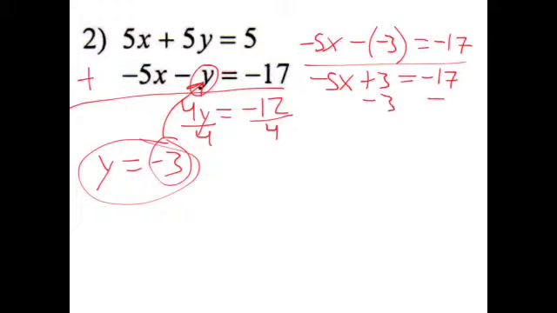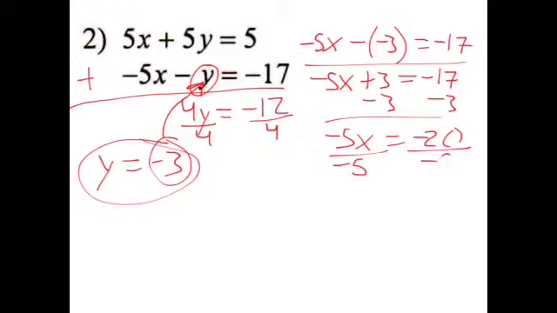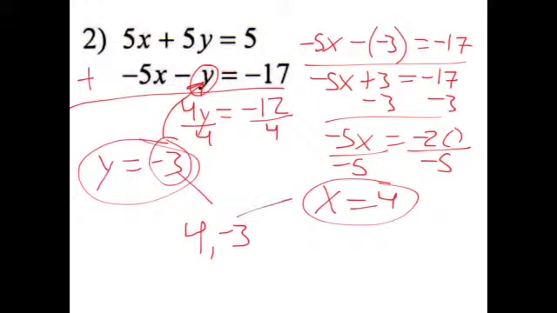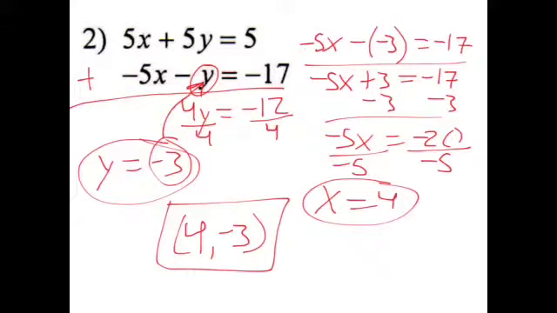I'm going to subtract 3 from both sides. I'll get negative 5x equals negative 20. And now I just need to divide both sides by that negative 5 to get my x all by itself. I'll have x equals 4. And together this makes the point 4, negative 3, the y and the x. And so that's my final solution.